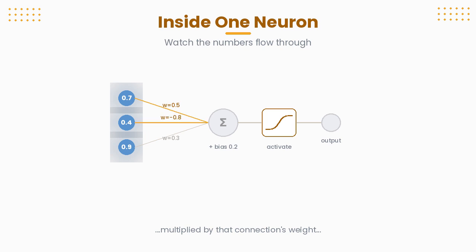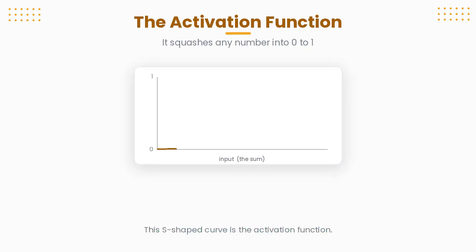3 inputs flow in. Each one is multiplied by its own weight, some positive, some negative. We add the results together, then add the bias. That total is squashed by the activation function, and out comes the answer. 0.62. Multiply, add, activate, that's all a single neuron ever does, but together they become powerful.